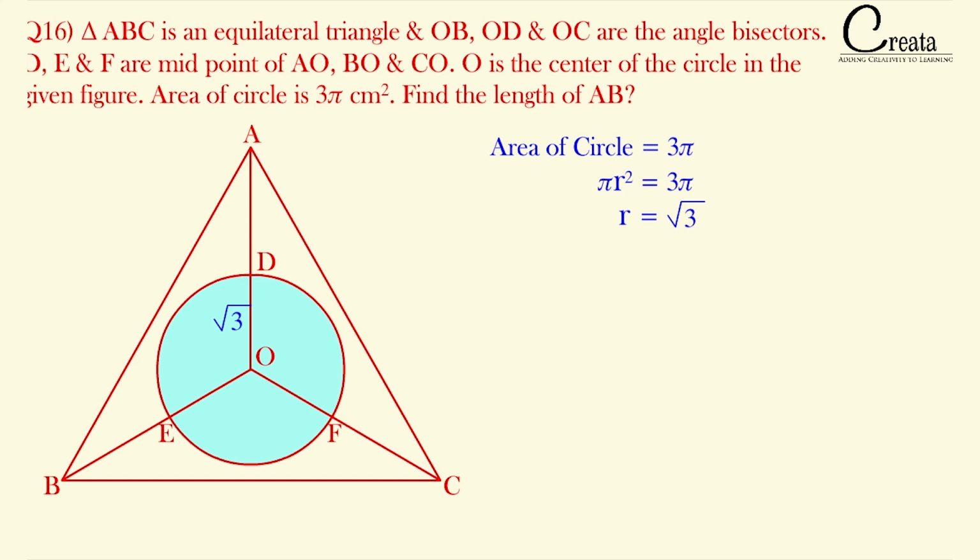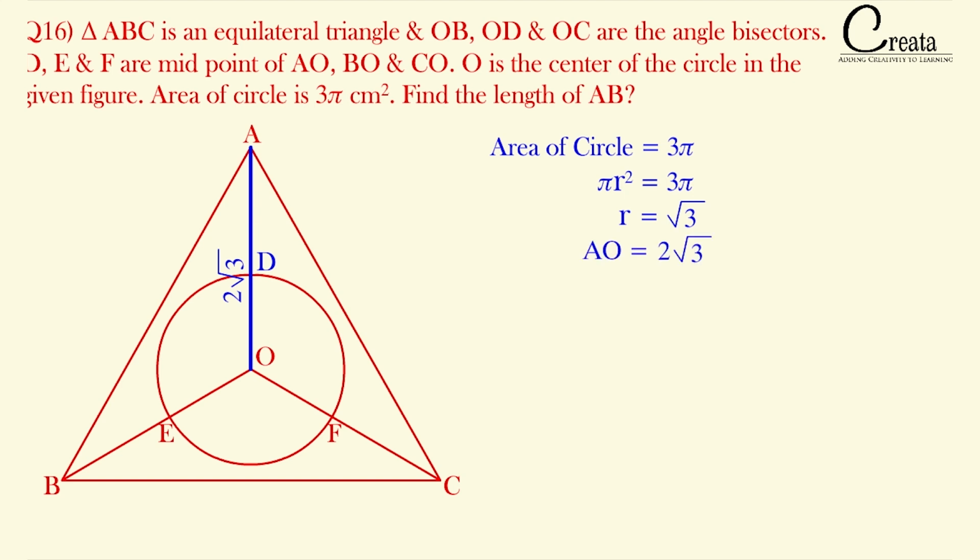Radius means OD, OE and OF are the radius of the circle. So all these three line segments will be equal to root 3. And in the question it is given that D is the midpoint, means AD is equal to DO. So we got AD is also equal to root 3. And we got AO, that is this complete length, as AD plus DO, that is root 3 plus root 3, equal to 2 root 3. Okay, we got AO is equal to 2 root 3.